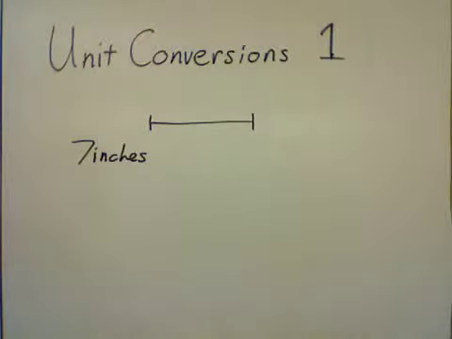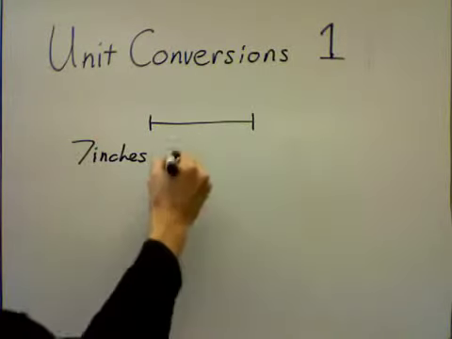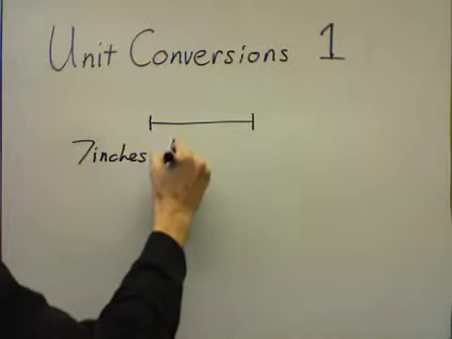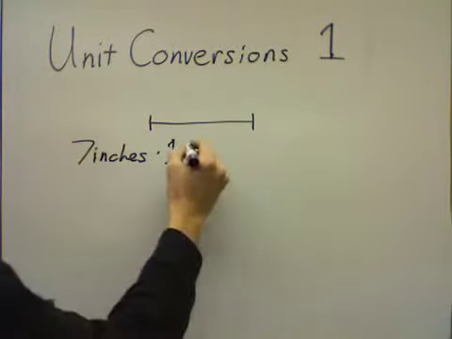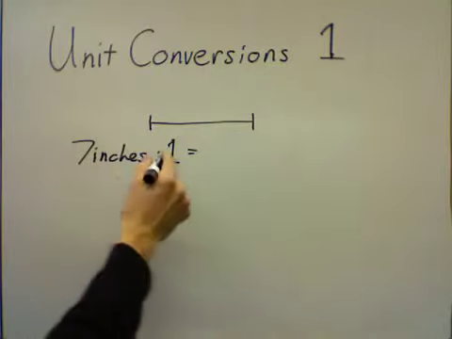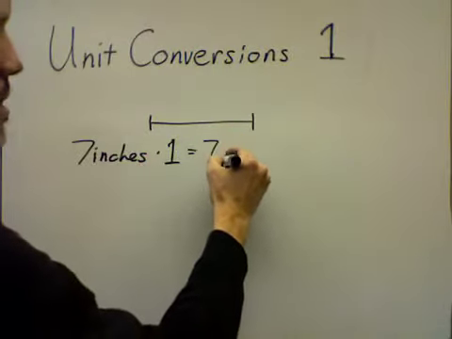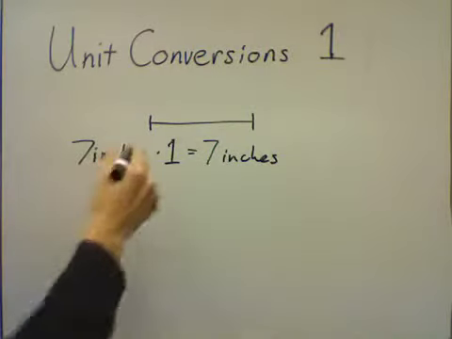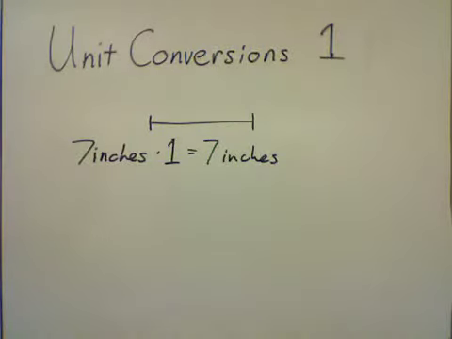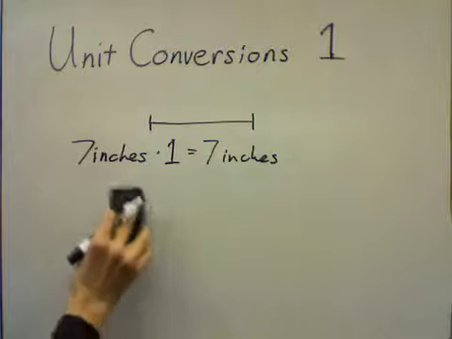Well, let me first remind you of something that you've learned from math about the number 1. Suppose I multiply 7 inches by the number 1. What would I get? 7 inches times 1 is the same thing, 7 inches. If I multiply anything by the number 1, I get the same thing. So multiplying by the number 1 doesn't change a number at all.